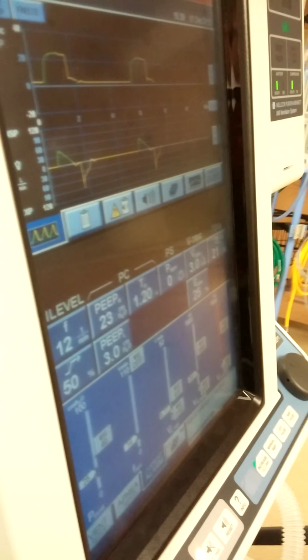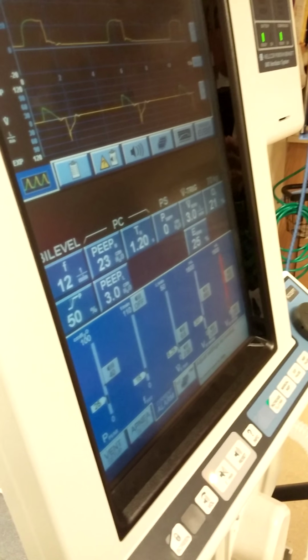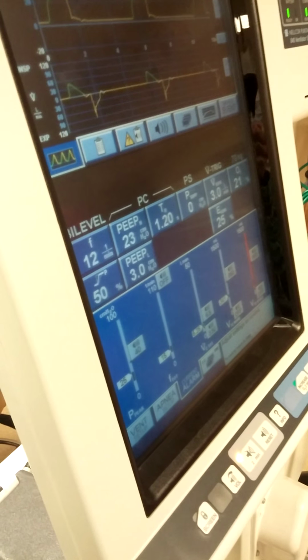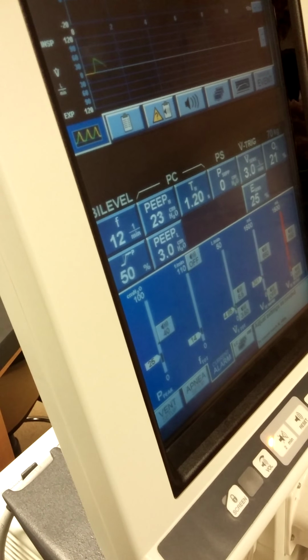That's what bilevel is. That's what bilevel does, in comparison to pressure control SIMV, because really they're the same exact thing except for those little nuances.